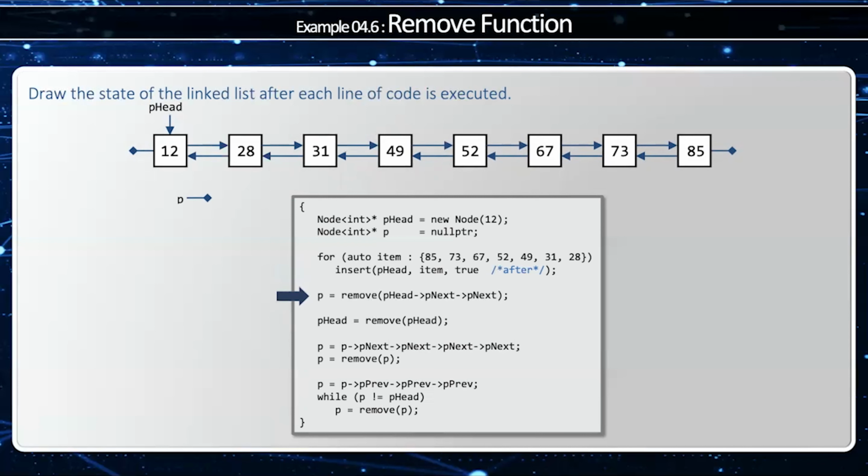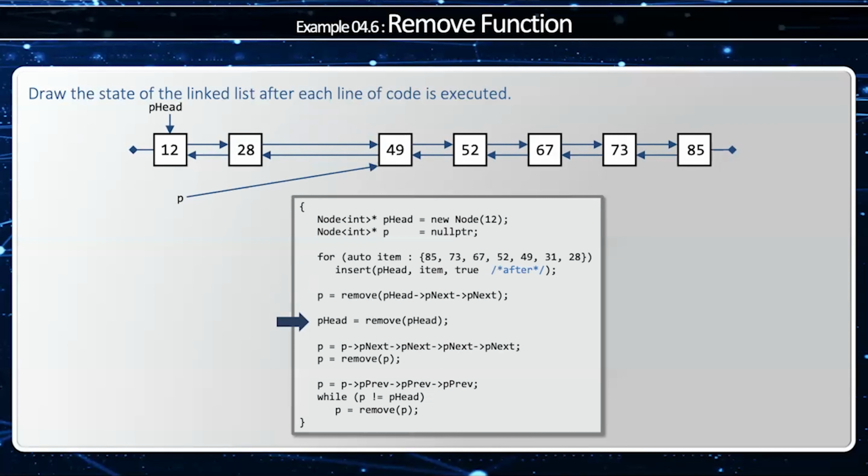Now I'm going to attempt to remove p head, which is 12, arrow p next, which is 28, arrow p next, which is 31. When I remove 31, the first thing I'm going to do is make sure that 28 no longer points to 31 and 49 no longer points to 31. So now 28 is going to point to 49 and 49 is going to point to 28. Then I'm going to remove 31 itself. And when I'm finished, I'm going to return the pointer to the node after the one I'm removing, which would be 49.